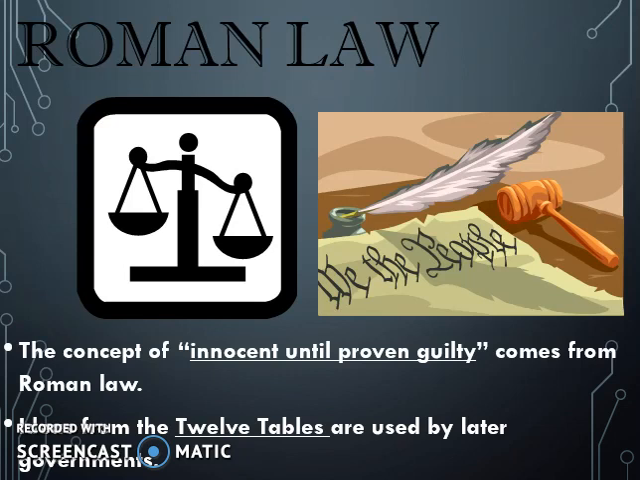And we also have Roman law. We've already talked about the 12 tables. The concept of innocent until proven guilty comes from Roman law. So we still use that idea today, that someone is innocent until they are proven guilty. In our own government system, that's the way it works. Ideas from the 12 tables are used by later governments. Again, just like ours, this idea of innocent until proven guilty.